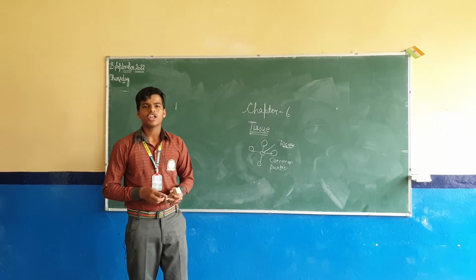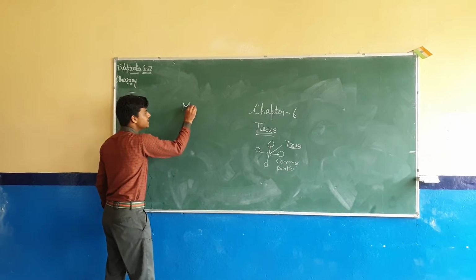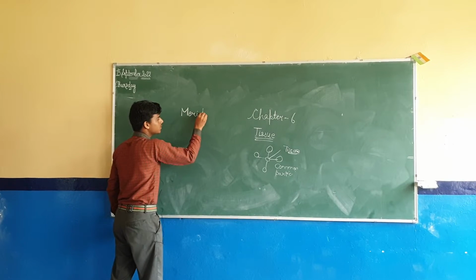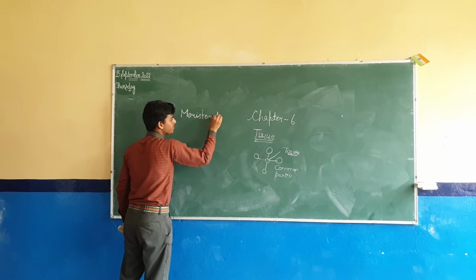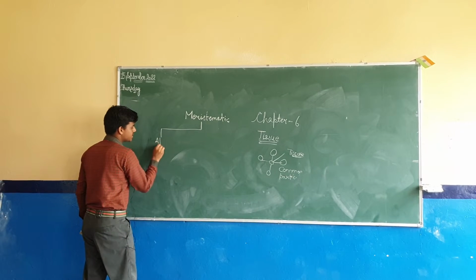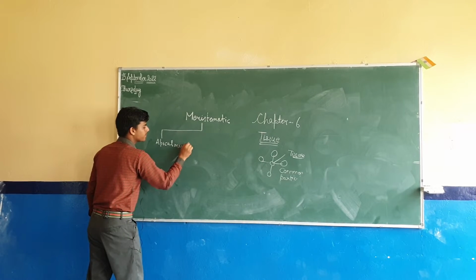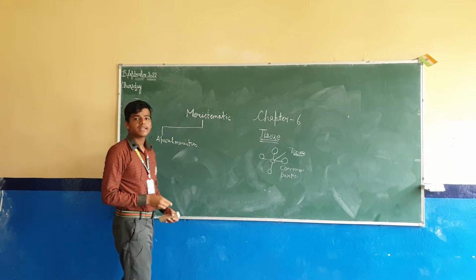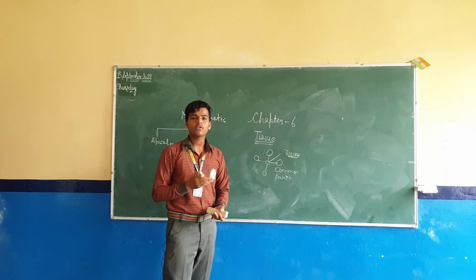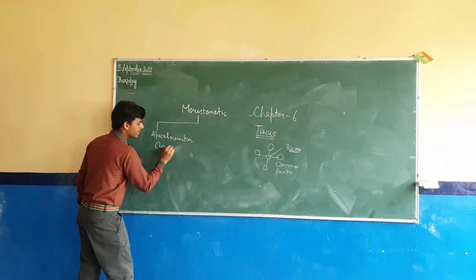Now we will discuss meristematic tissue in detail. They are divided into three parts. First one is apical meristem. It is found on the growing tip of the root and the stem, and it is responsible for increasing the length of the plant.